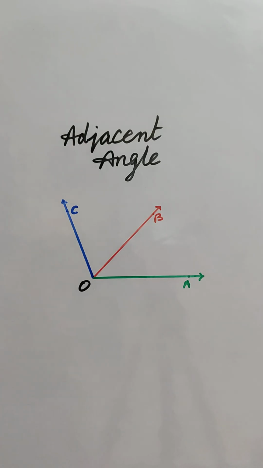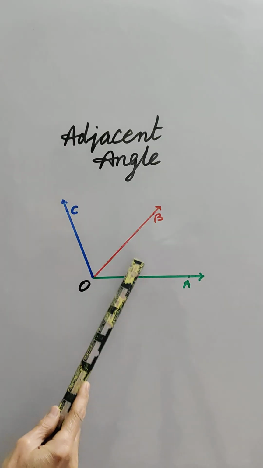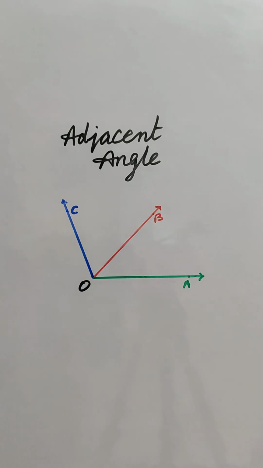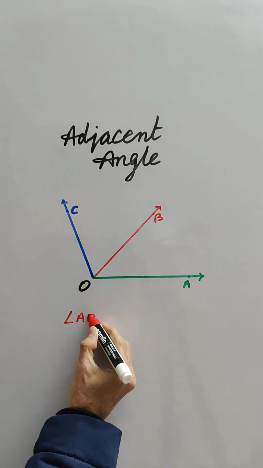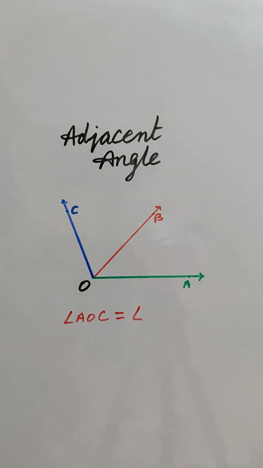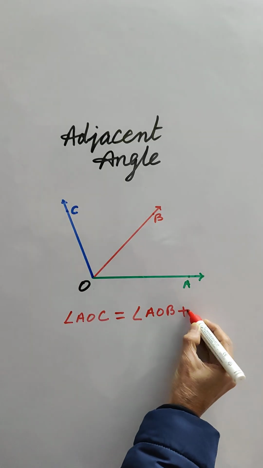You can see these two lines are opposite sides of line OB. This way these are adjacent angles. So this way, angle AOC is equal to angle AOB plus angle BOC.